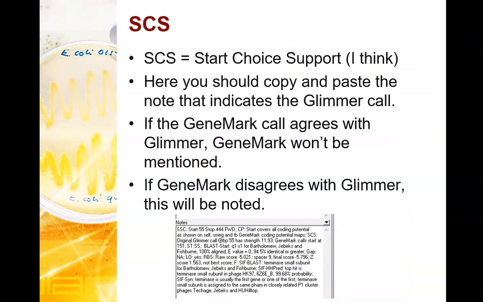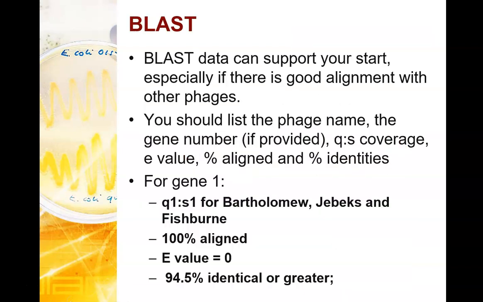So again, if I go back to my notes right here, where am I? Okay, so ST is Start Iterator, and I wrote SS for suggested start. Okay, so BLAST data can support your start, if there's good alignment with other similar genes and similar phages. And again, we have 172 members, so we should be finding some of these hits. So you should, in your notes, list the phage name, the gene number, it's not always provided, the QS coverage, the E value, the percent alignment, and percent identities.